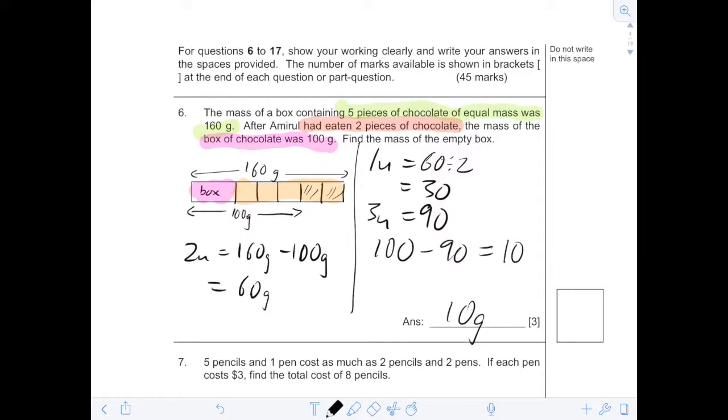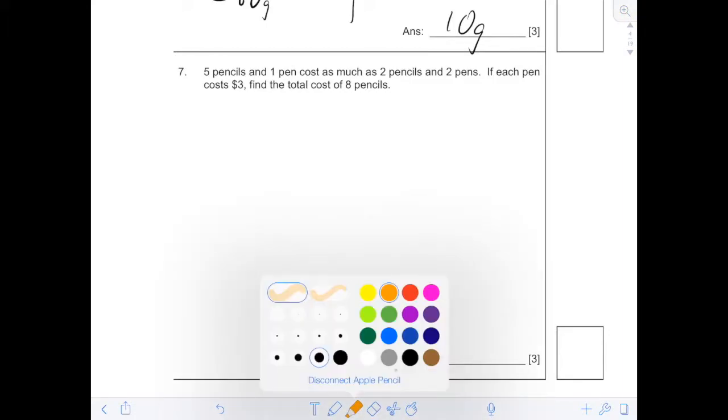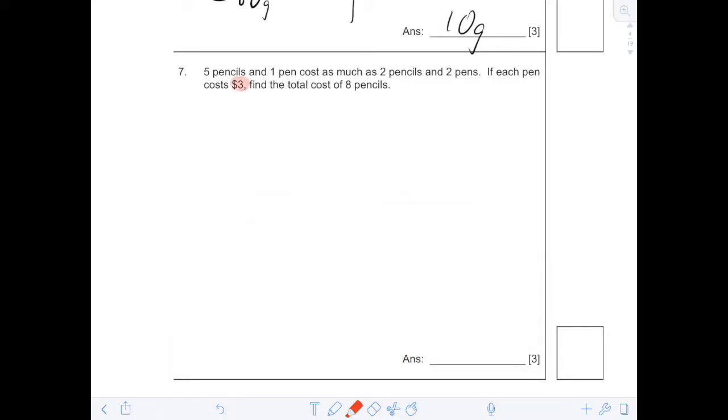Now moving on to the next one, question 7. 5 pencils, 1 pen costs as much as 2 pencils, 2 pens. If each pen costs $3, so this is the key one. If each pen costs $3, find the total cost of 8 pens.